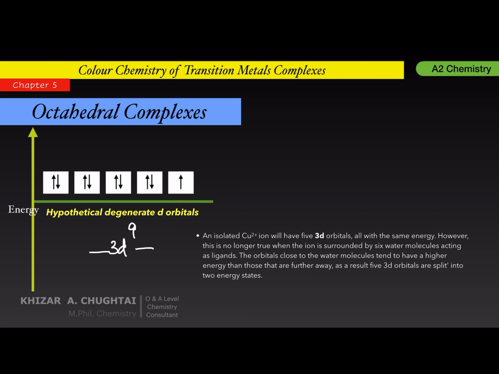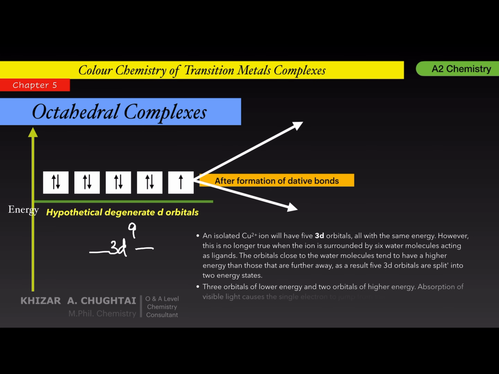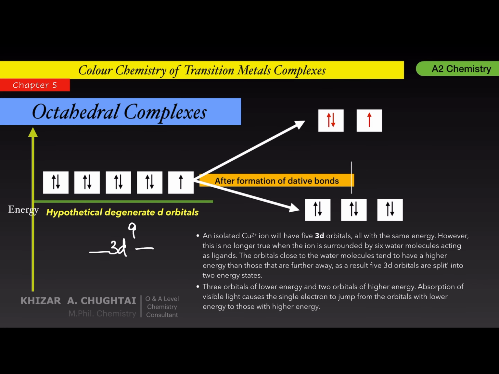When copper ion makes the aqueous complex, aqua copper 2 positive ion, then there is a splitting due to the formation of the dative bond. Once again, splitting occurs in these 5 orbitals. Now this time, due to the octahedral complex, 2 orbitals are going to raise their energy. These are dx square minus y square and dz square orbitals, and the set of 3 orbitals are dxy, dyz, and dzx, you can say.